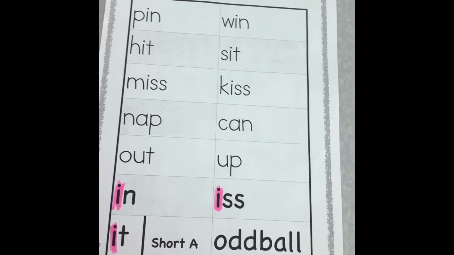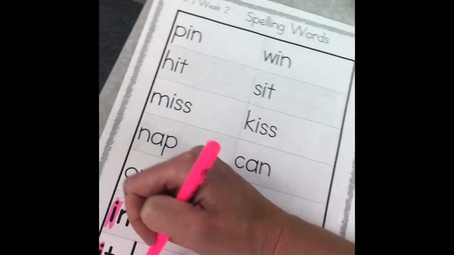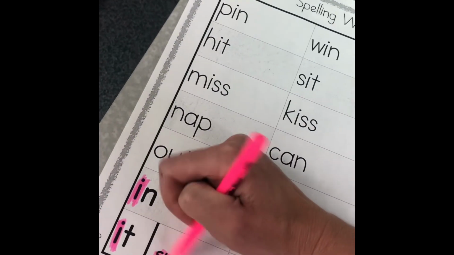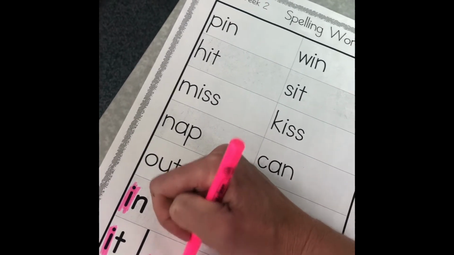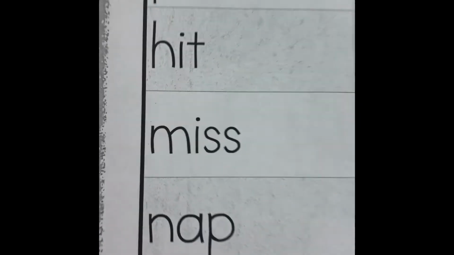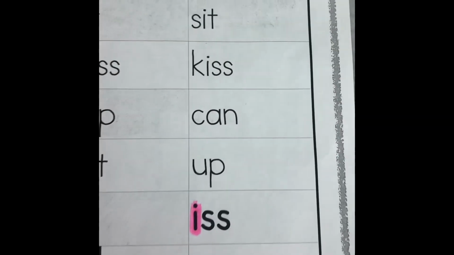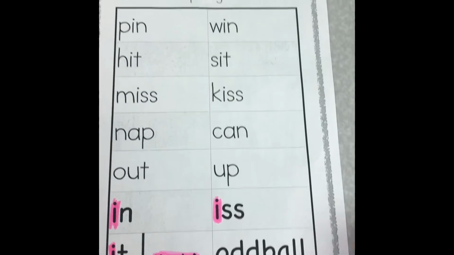Then notice I have a heading, short A. Just highlight short A. These were words that are review. We had 2 short A words that are on our list from last week, nap and can. And of course, we have our slip oddball. I'm going to highlight odd.